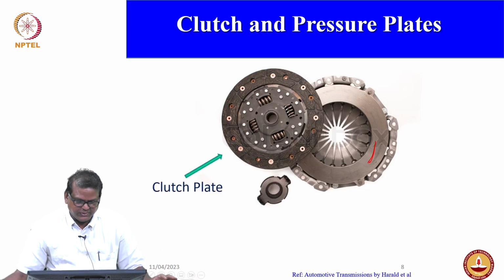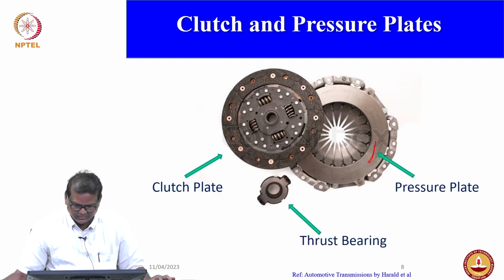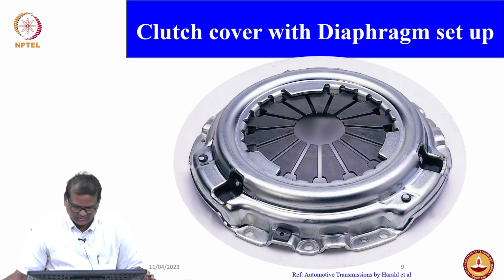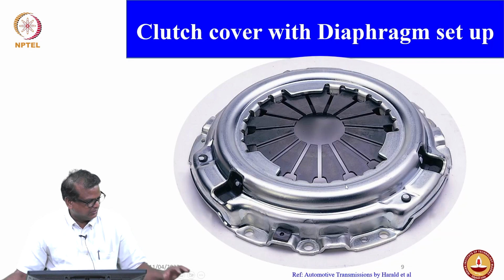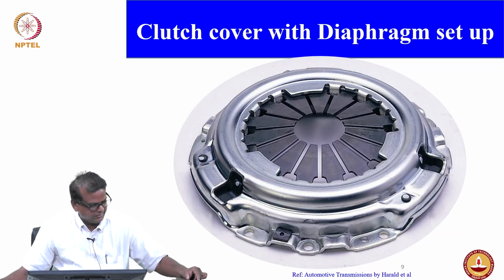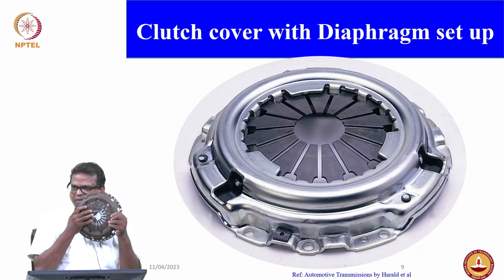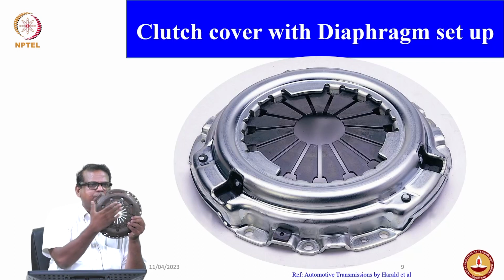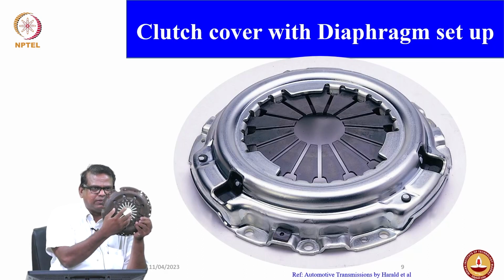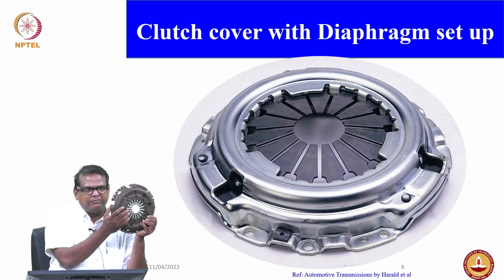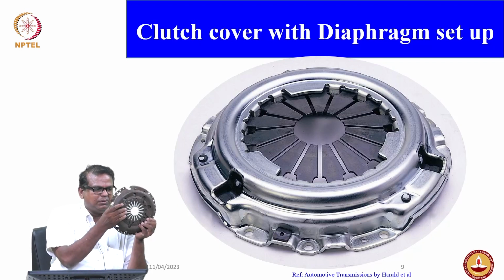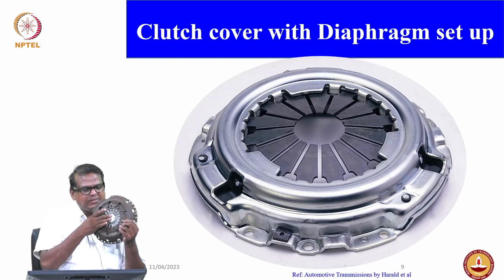You can see this is a clutch plate, and the pressure plate is also there. Then this is the thrust bearing, used to release and actuate for engagement and disengagement, and you can see this clutch cover with the diaphragm setup, the same thing you have seen here, the spring. The moment you apply pressure, it should either release or make contact. That can be done through spring actuation. The spring is nothing but a diaphragm type of spring, which will press, deflect, and again release.